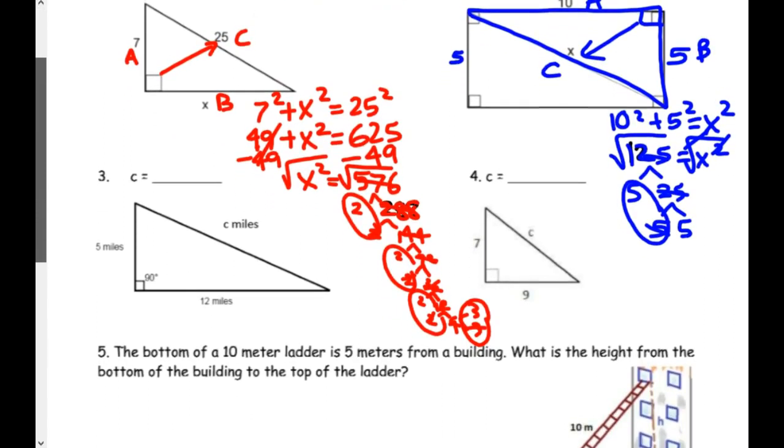Do number 3. So we're kind of running out of room, so we'll squeeze it in on the left-hand side. Remember, across from the 90, that's my C. And I got A, and I got B, right? So let's set this up. A squared, 5 squared, plus B squared, 12 squared, equals C squared. We'll call it X squared.